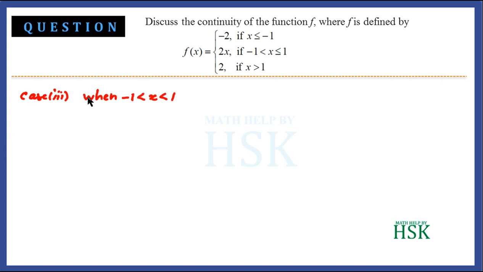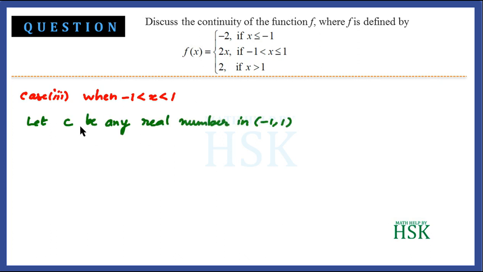In the third case, we are taking x greater than minus 1 and less than 1. Moving forward, we have been given an interval where f(x) is equal to 2x if x is greater than minus 1 and less than or equal to 1. Okay, so we are not taking the equal value, we are taking the value less than 1. So in this interval, we are going to check whether f(x) is continuous or not.